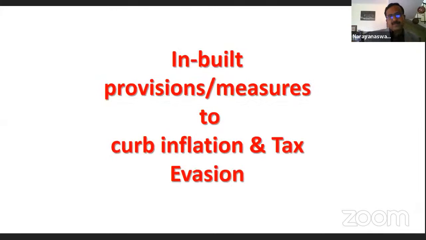Till now, I have touched upon various aspects of how the GST system is working. In the questions I have received, there were a lot of interesting questions on how the department is curbing evasion. I thought I'll make that a separate part and explain so that it can be self-explanatory. There are inbuilt provisions and measures taken to curb both inflation and tax evasion.